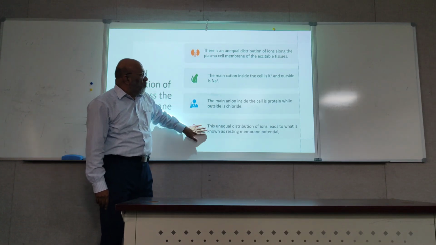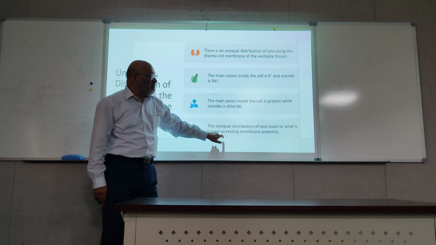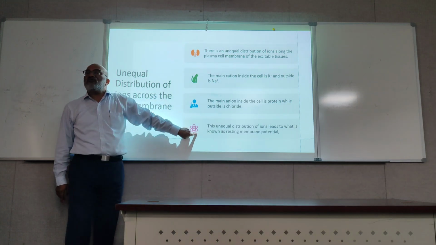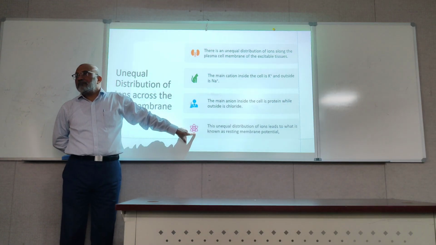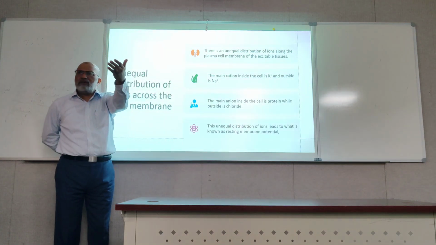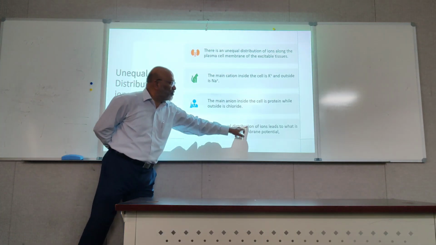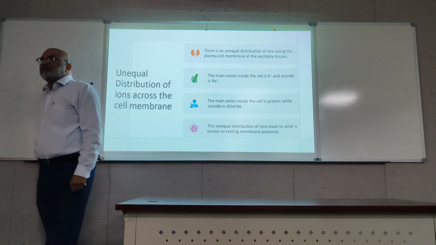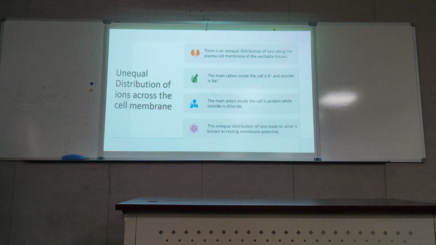What is the cause for resting membrane potential? Yes, come on. Unequal distribution of ions. Girls are more on one side, boys are more on the other side. This is the reason for the resting membrane potential.